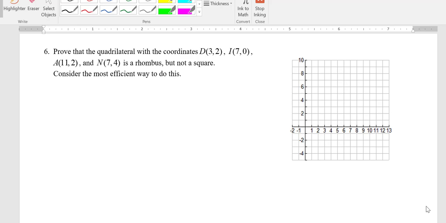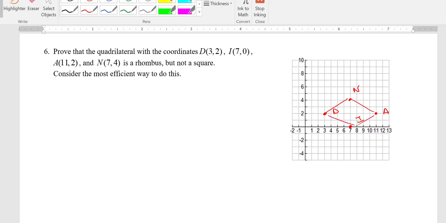It says that you're supposed to prove that the quadrilateral with these coordinates is a rhombus, but it's not a square. So let's take a look at this. The first thing I need to do is identify if this is a parallelogram. So let's graph it. D is 3, 2, I is 7, 0, A is 11, positive 2, and N is 7, 4.